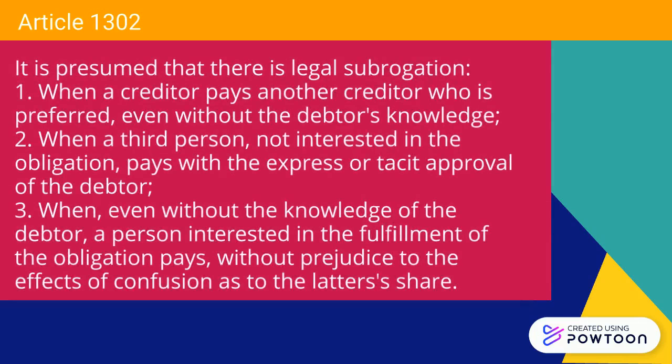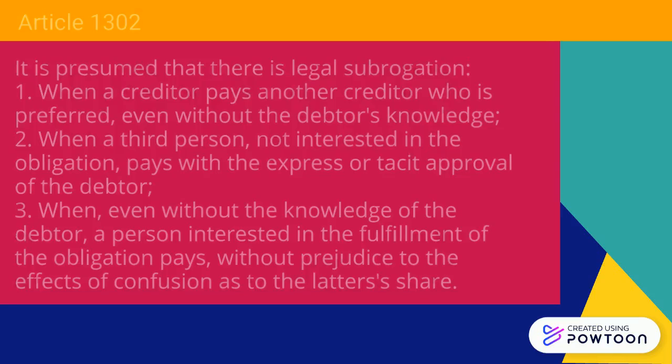Article 1302. It is presumed that there is legal subrogation: 1. When a creditor pays another creditor who is preferred, even without the debtor's knowledge. 2. When a third person, not interested in the obligation, pays with the express or tacit approval of the debtor. 3. When, even without the knowledge of the debtor, a person interested in the fulfillment of the obligation pays, without prejudice to the effects of confusion as to the latter's share.